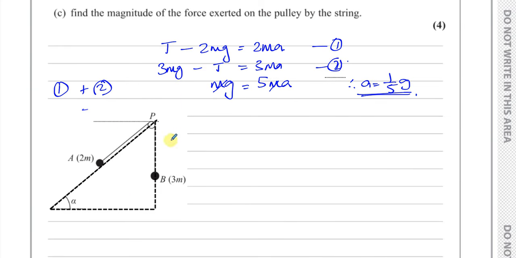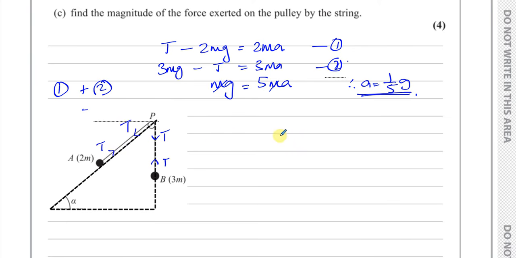So in the string there is a tension, as we mentioned before. If we're considering the masses, the tension is pulling the masses upwards, countering the weight. But if we consider the pulley, the tension is acting this way and also that way, basically pulling the pulley down. So there's a force acting on the pulley, which is caused by these two tensions.